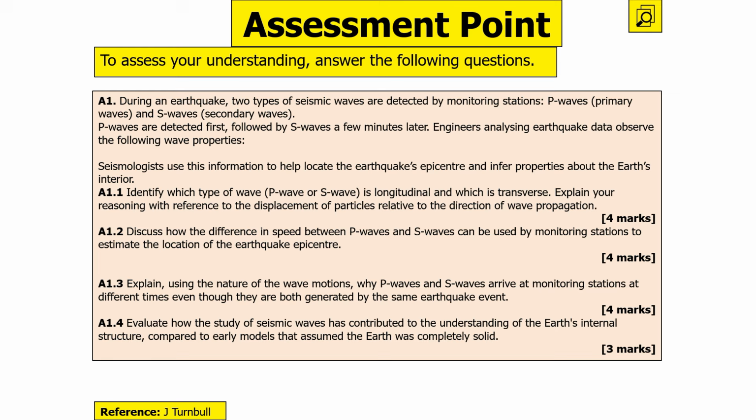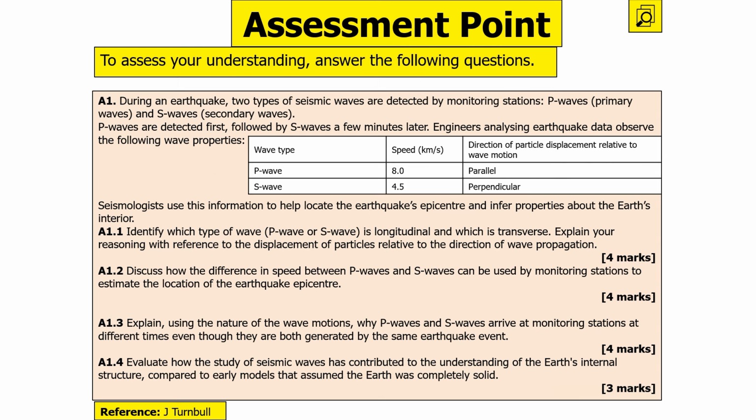During an earthquake, two types of seismic wave are detected by monitoring stations, P waves and S waves. P waves are detected first, followed by S waves a few minutes later. Engineers analysing earthquake data observe the following properties. So the seismologist uses this information to help locate the earthquake's epicenter and infer properties about the Earth's interior.